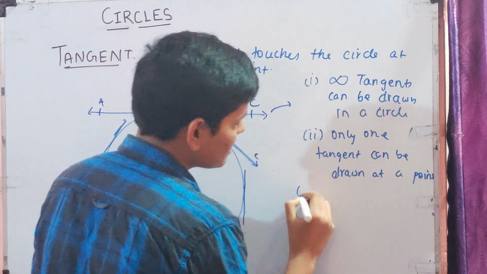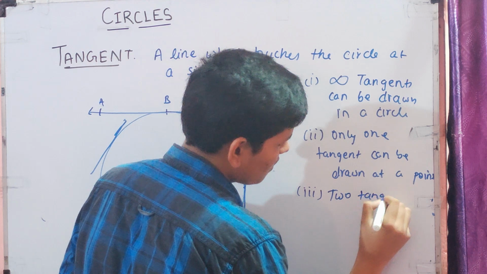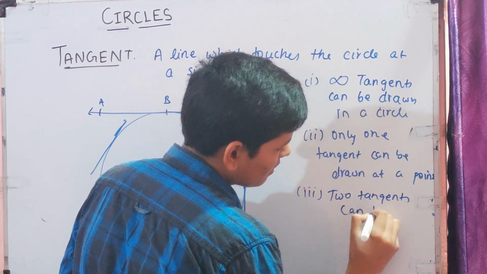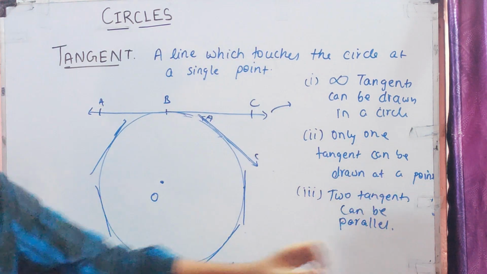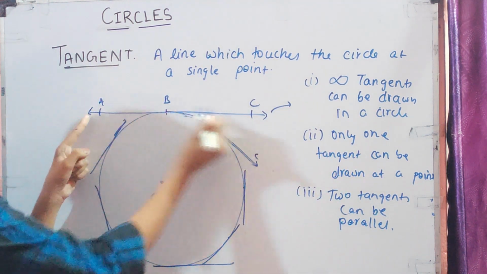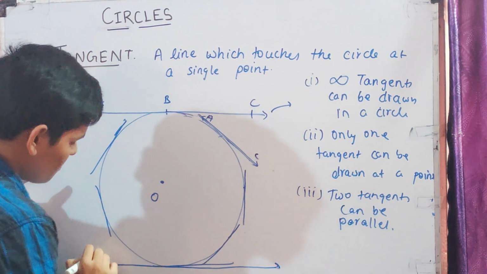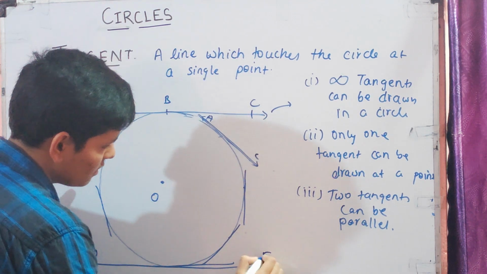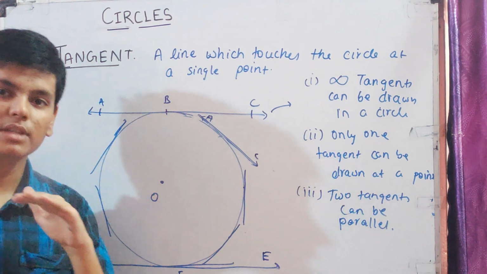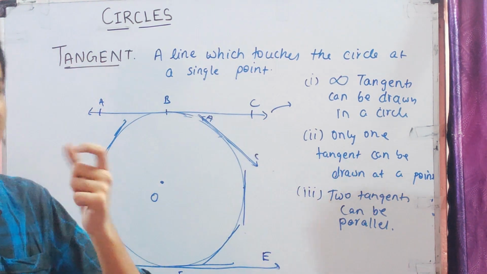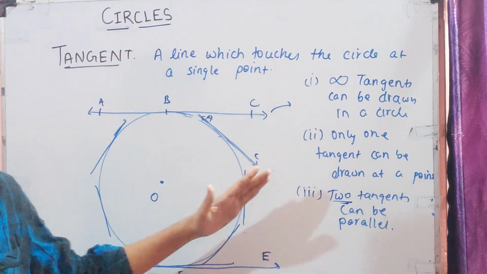And the last, third point is that two tangents can be parallel. How? Suppose over here we had the tangent AC. Now if we take one more tangent over here, DEF. We see that tangent AC and tangent DE, both are parallel to each other. So how many tangents can be parallel? Only two tangents can be parallel, because there is no third tangent which you can draw between them.